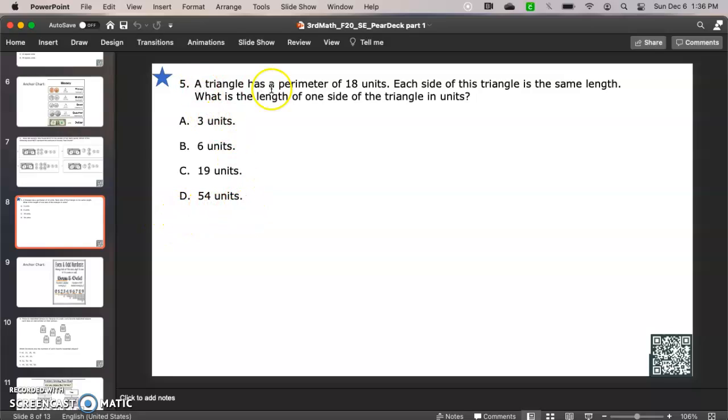A triangle has a perimeter of 18 units. Each side of this triangle is the same length. What is the length of one side of the triangle in units? While you work the problem, pause the video.